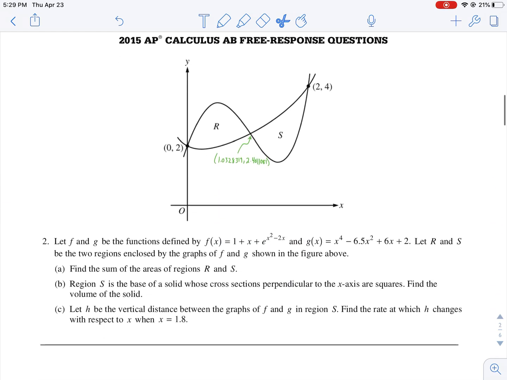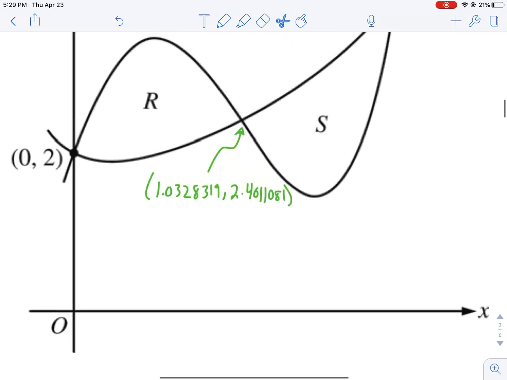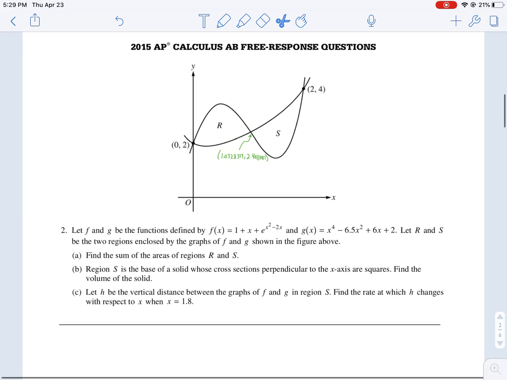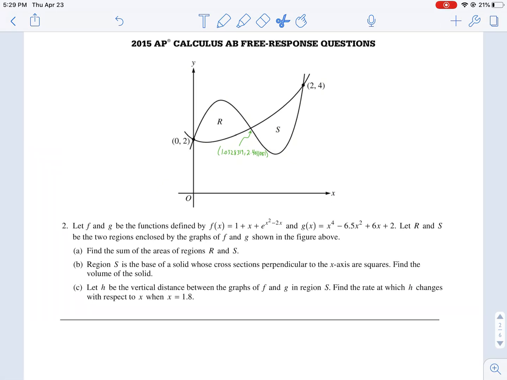Okay. Number 2, I've already found the intersection point here and jotted that down because we're going to need that for different parts of this question. But part A, find the sum of the areas of regions R and S.